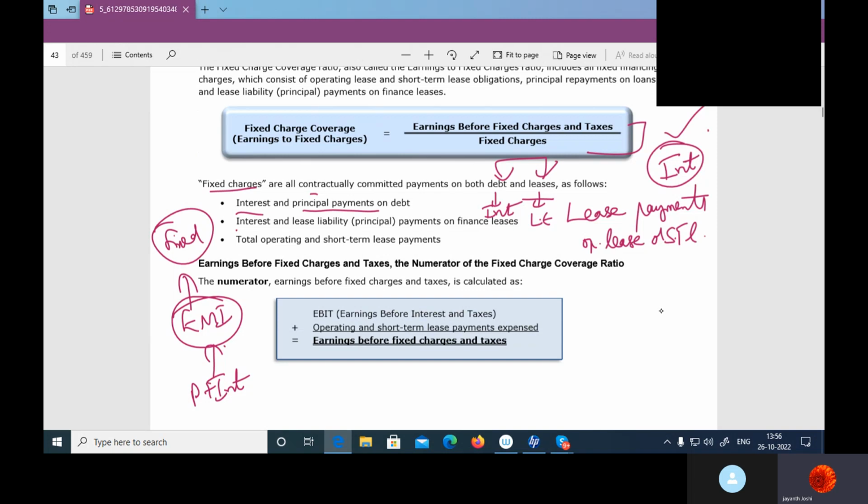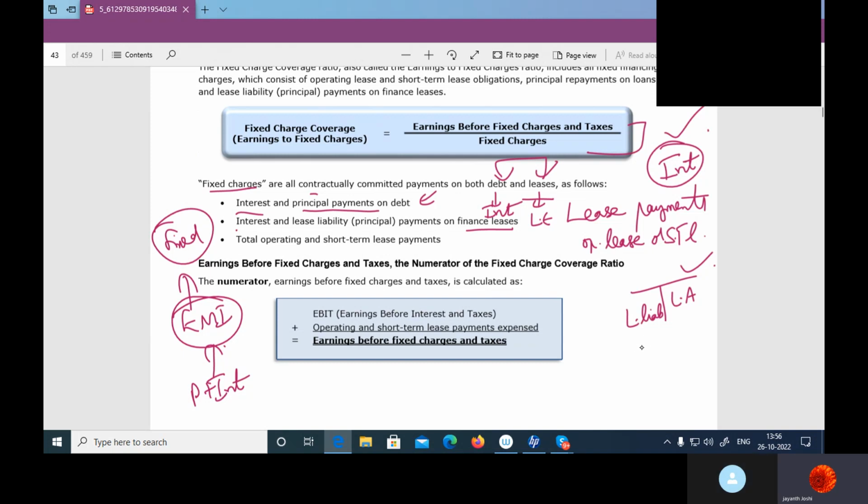When the interest increases, they charge more from you by increasing the tenor, but they don't disturb this fixed payment. Understood? Interest and principal payments of debt, interest and lease liability, principal payments on finance lease. When you have taken some property on capital lease or finance lease, two things are created. You show that lease asset on the asset side of the balance sheet, and you also have to show your lease liability.